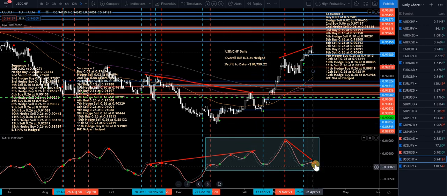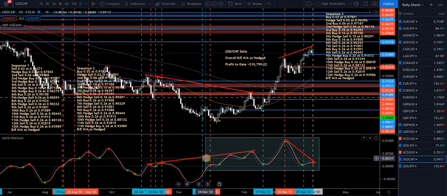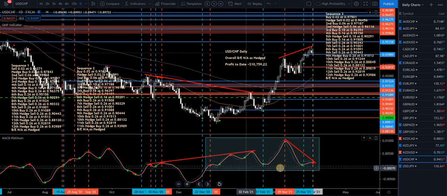This box here, you'll see it on the USD Japanese Yen too. The MACD Platinum's been above the 0 level all year. Long time. So from Christmas, basically, or start of the year, MACD Platinum above the 0 level. It's getting close to getting down through it. In the meantime, my last trade was this buy here.